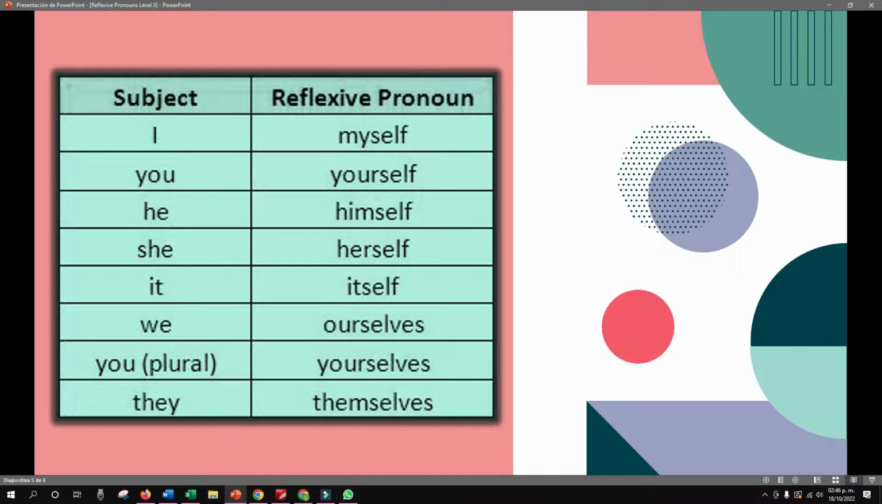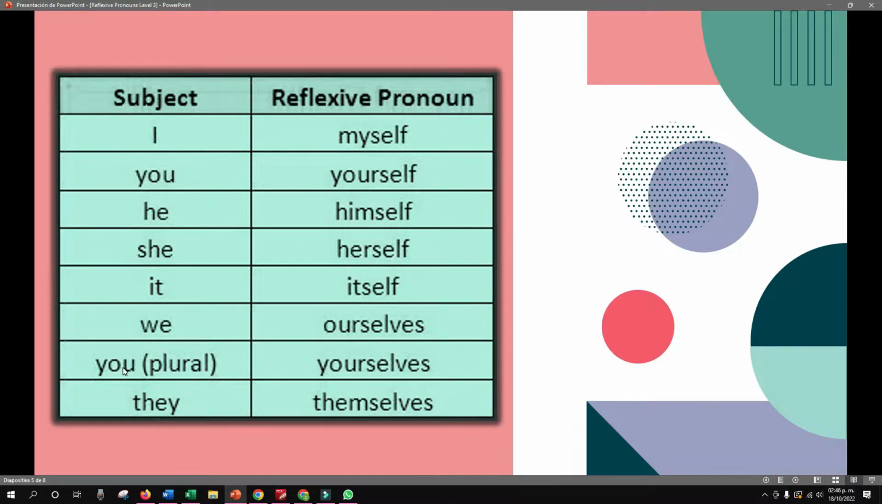Si ustedes se fijan, la terminación de el plural es diferente, cambia a las palabras que son singulares. Por ejemplo, tenemos itself, vean la terminación, S-E-L-F, singular. What about we? Our, ahí tenemos ourselves, S-E-L-V-E-S. Vean, este ya sería para la forma plural. Entonces tengan mucho cuidado, ¿verdad?